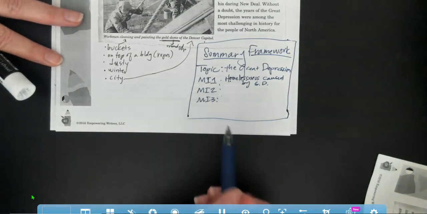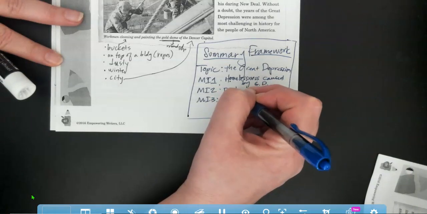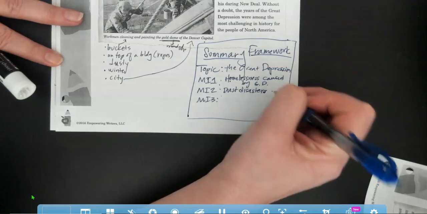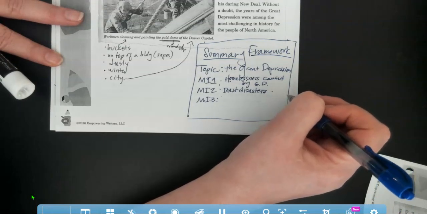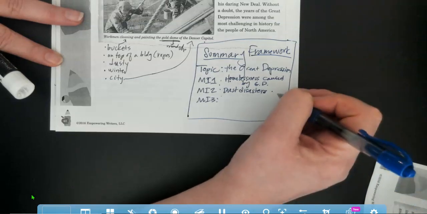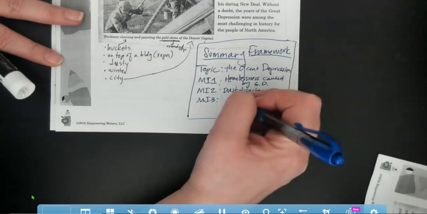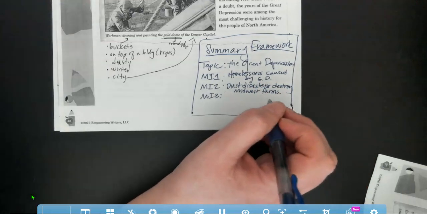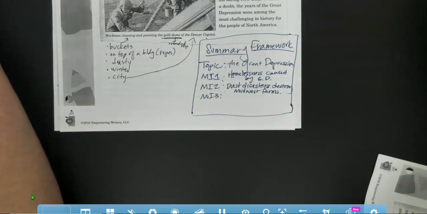Main idea 2 was what? Dust disasters. Now, we mentioned yesterday specifically what kind of place did they destroy? Not just the Midwest, but Midwest what? Farms. Okay, dust disasters destroy Midwest farms. Because, why would we include farms? Because the whole article mentioned farms, farmers, agriculture, tractors. It was mainly about how the Dust Bowl affected farmers. So we need to make sure that we keep it to there.